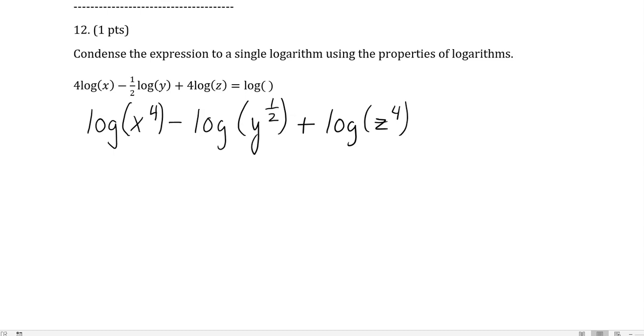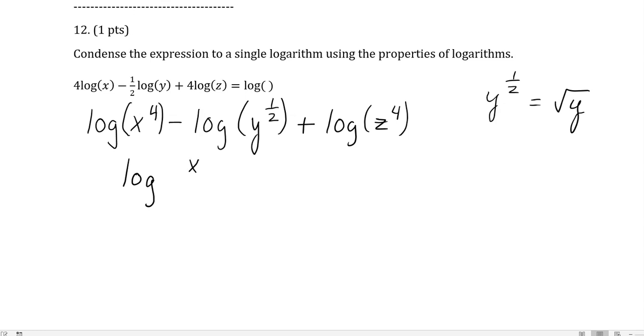Remember that the 1/2 power also represents the square root, so we can write y to the 1/2 as the square root of y. Now that we have returned all of our coefficients to 1s, any positive term will become a factor in the numerator, and any negative will become a factor in the denominator. All 3 have to have the same base. Since it's not written, it's understood to be 10.